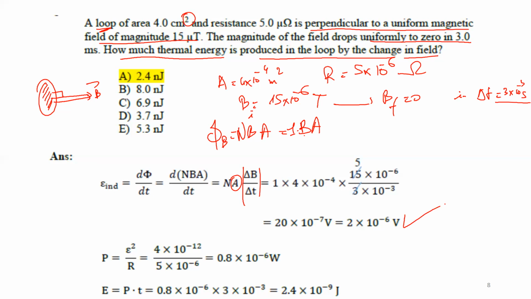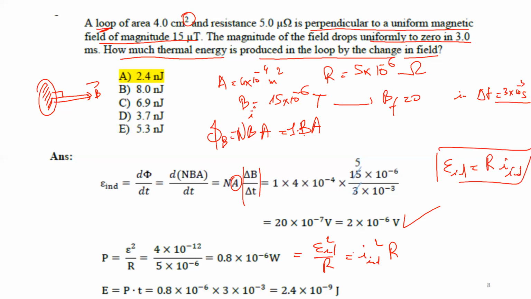Now, once I get my EMF induced, I know the power dissipated by the resistance. The power will be just EMF induced squared divided by the resistance, or current induced squared multiplied by the resistance. It's the same thing, okay? Because you know that EMF induced is just resistance multiplied by current induced. So it's the same thing.